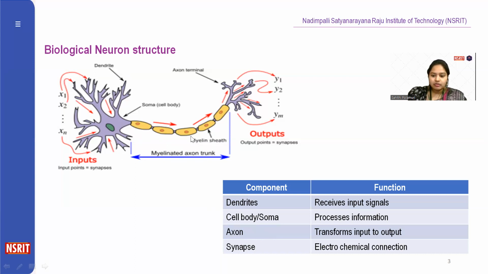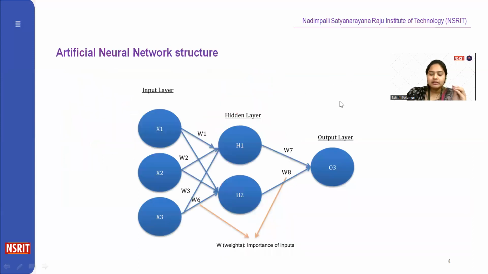Then the axon transforms our processed information to output, and this output will be transferred to another neuron. And the connection here is with the help of synapse. Synapse is nothing but an electrochemical connection. So this is how processing happens in our brain. If we implement this natural phenomenon with machines, we call it artificial neural networks.